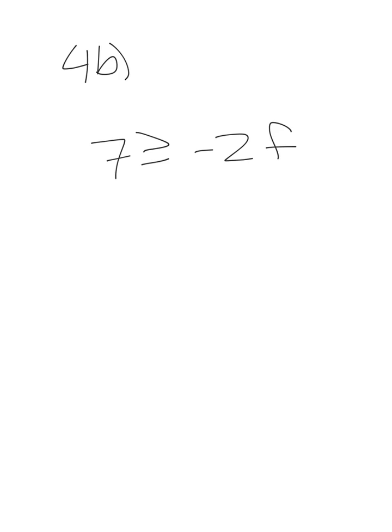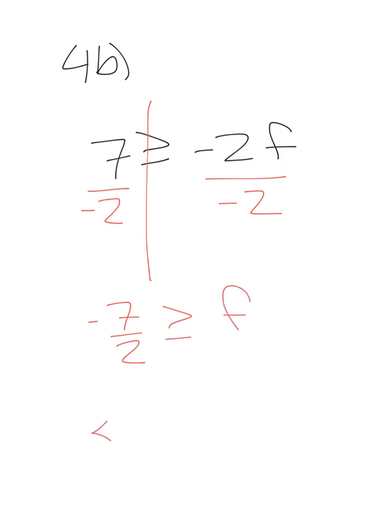Draw my line through my inequality. 2 and f are being multiplied. Opposite of multiplication is division. I'm going to go ahead and leave this as negative 7 over 2. When I go to graph it, 2 goes into 7 3 times, so this would be negative 3.5. Negative 3.5 falls in between negative 3 and negative 4.